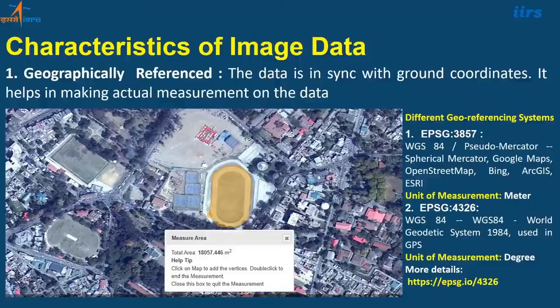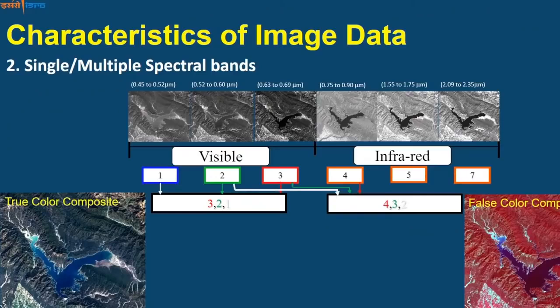Now, more detail on the spectral bands, so be careful. The second exercise which you must do is to see the number of spectral bands in your image, and try to visualize these bands using different combinations. This is a false color composite. If you can see, this is a true color composite. So you can try these different kinds of combinations.